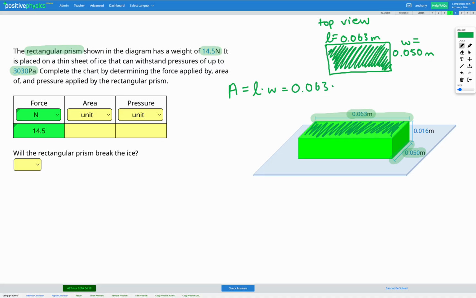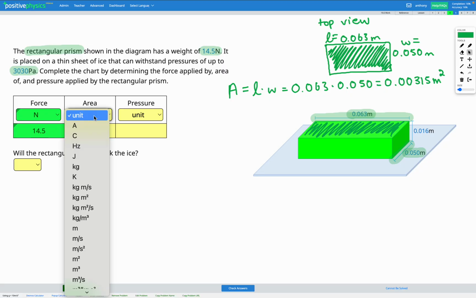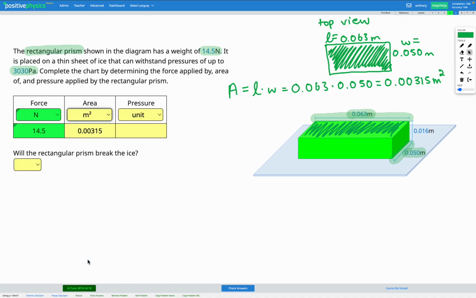0.063 multiplied by 0.050. Putting it in our calculator, we get an answer of 0.00315 meters squared for the area of our rectangle that is touching the sheet of ice. So we can go ahead and fill that in. 0.00315 meters squared. That's our area touching the sheet of ice.